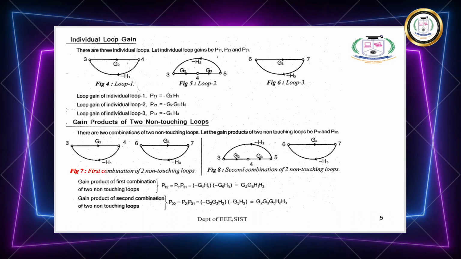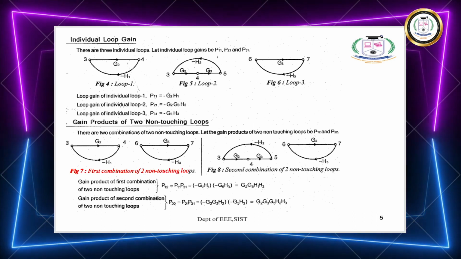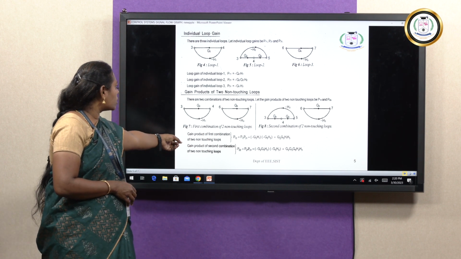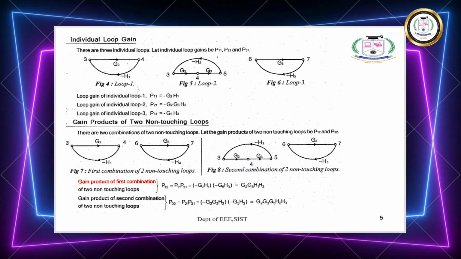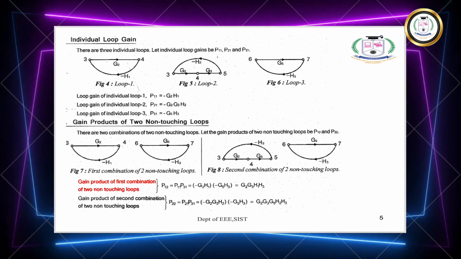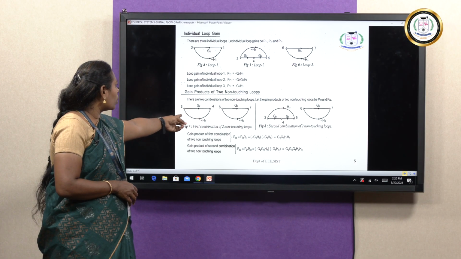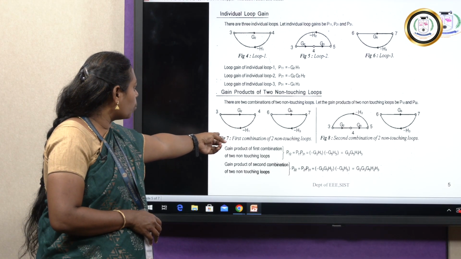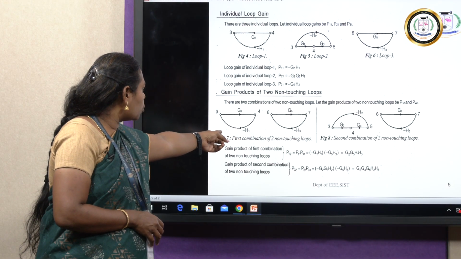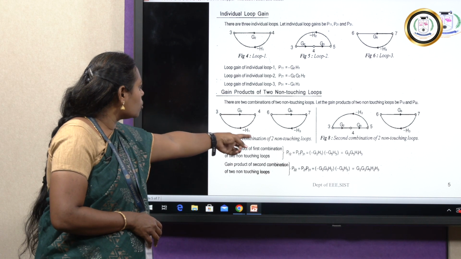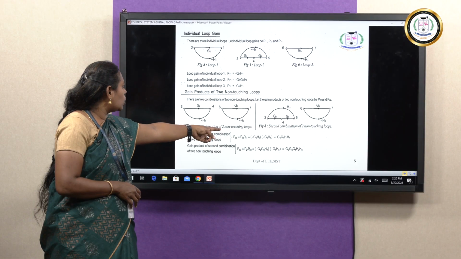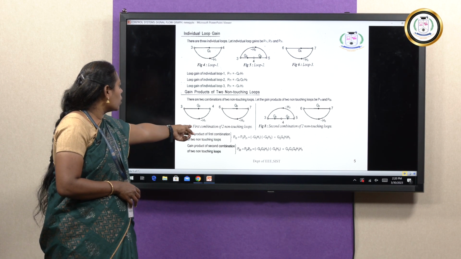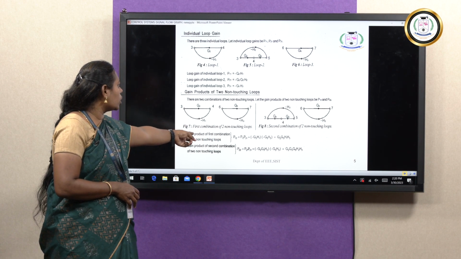This is the first combination of two non-touching loops. So for this first combination, you find the gain product. Gain product of the first combination of two non-touching loops. So multiply all the gains there. The gains there are G2, G5, H1, H3. H1 and H3 have a minus sign, so it will become a plus. So G2, G5, H1 and H3 is the gain product of the first combination of two non-touching loops.